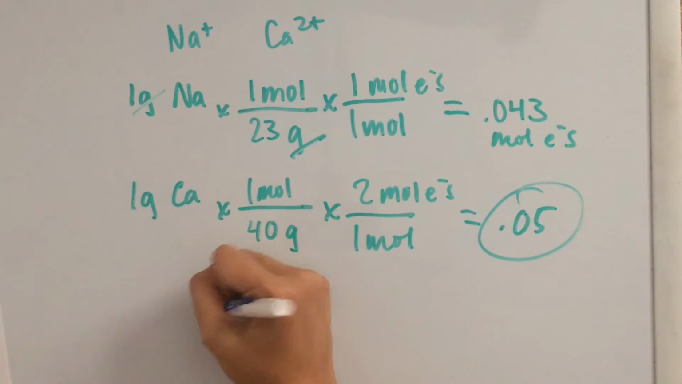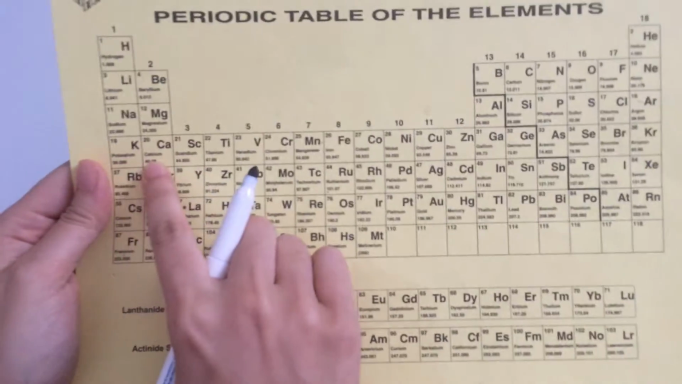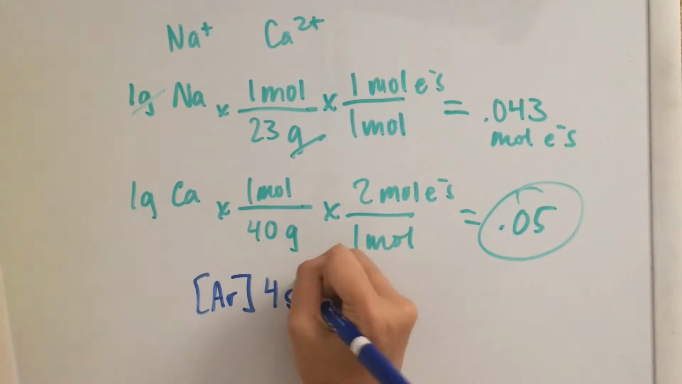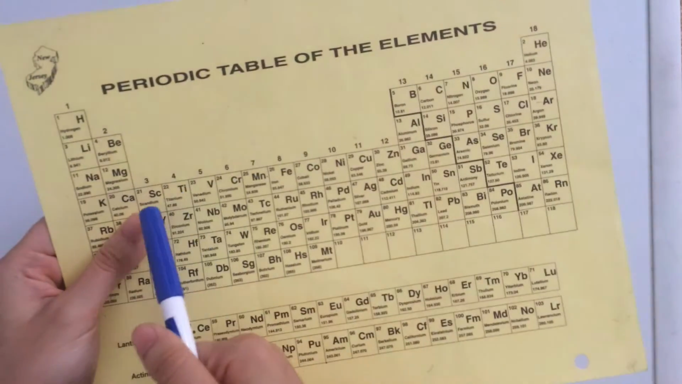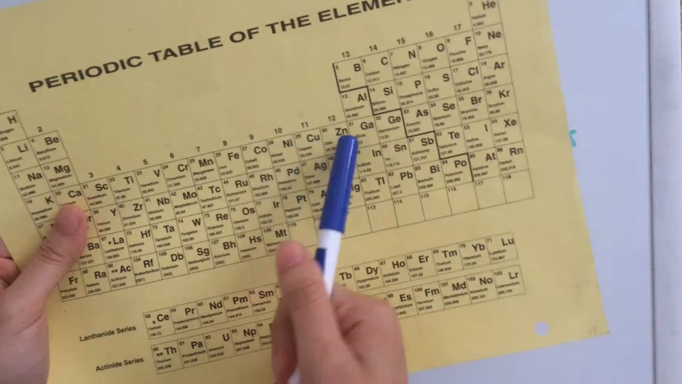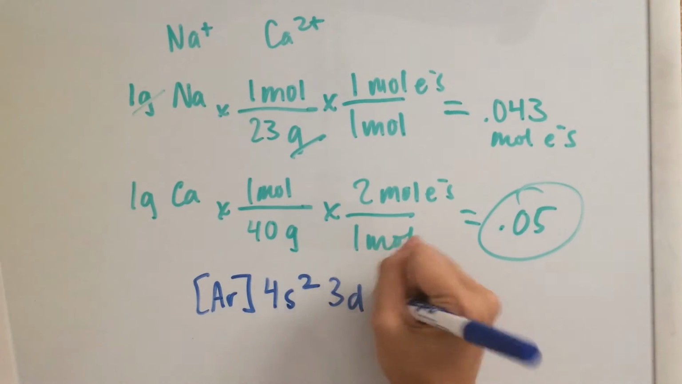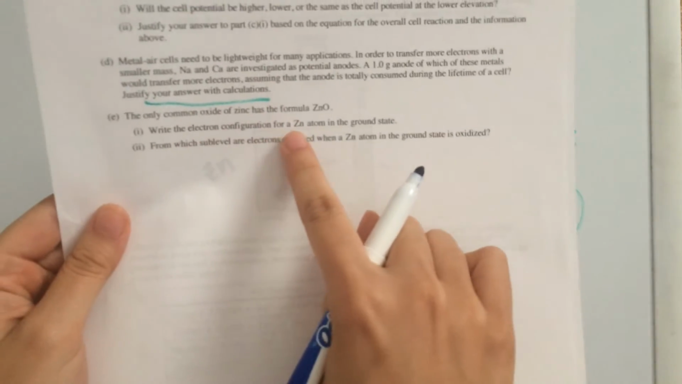So you put the noble gas in brackets, and then we go here. This is the fourth row in the S shell. So that's 4s2. And then we have the 3d here. So that's going to be 1, 2, 3, 4, 5, 6, 7, 8, 9, 10. 3d10. So that's it for the electron configuration.